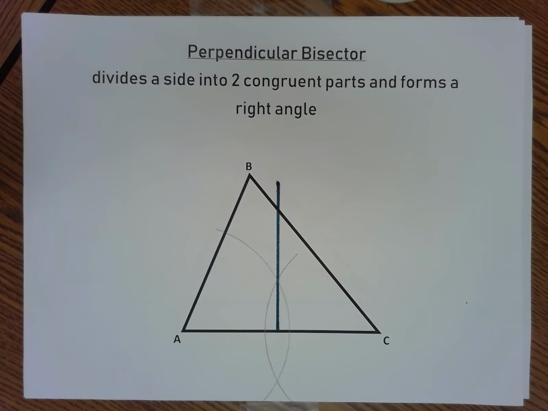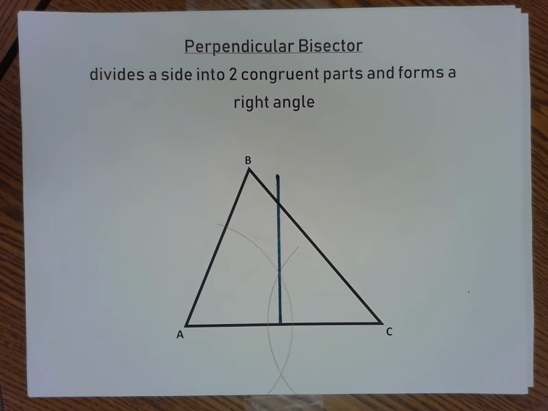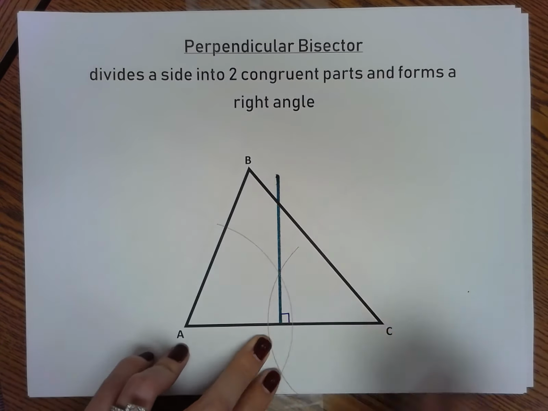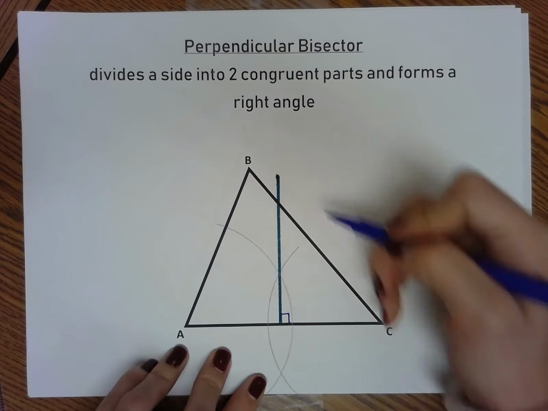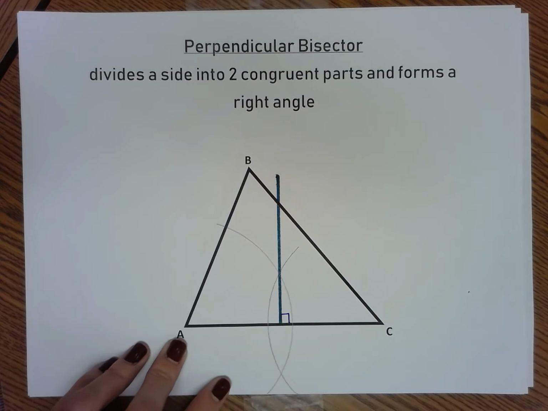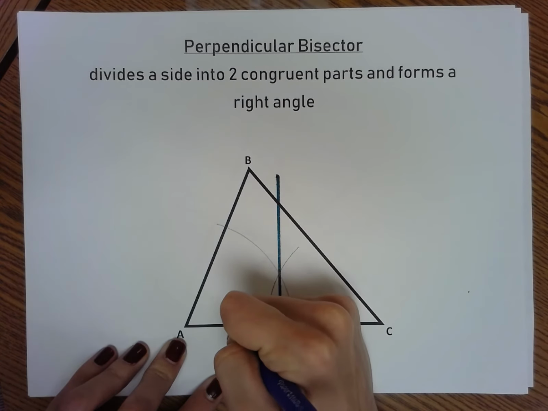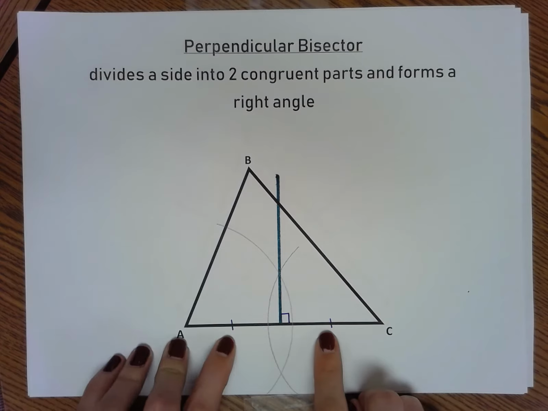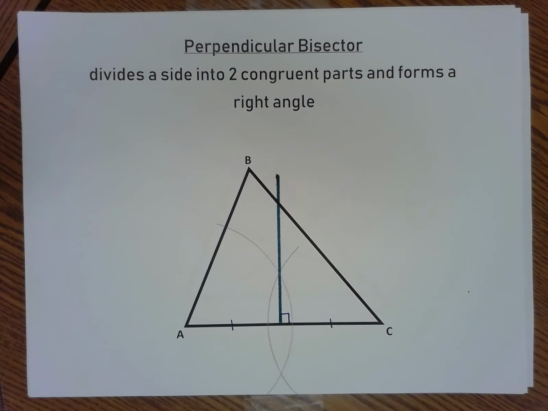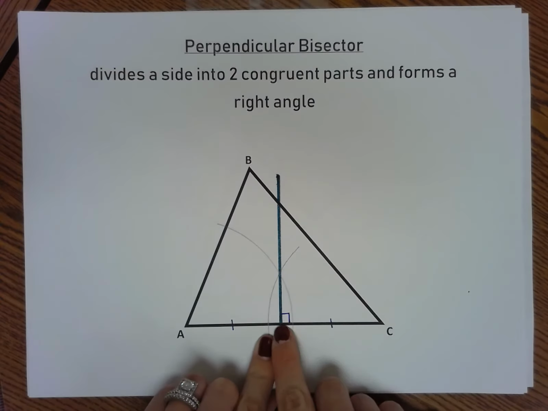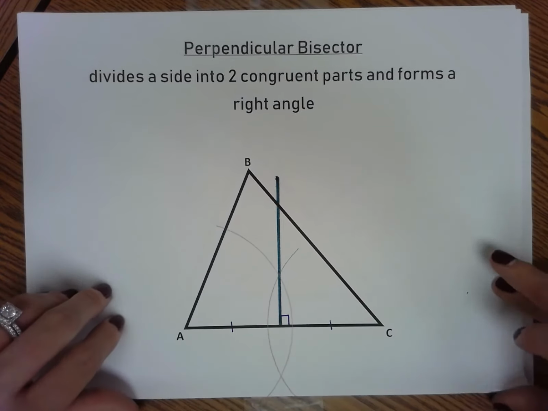In order to indicate that it's a perpendicular bisector, it's perpendicular, so that means it forms a right angle, so include that in there. And then that bisector divides side AC into two congruent parts, so make sure you put the tick marks to label these parts congruent, which means that it connects at the midpoint of this side.